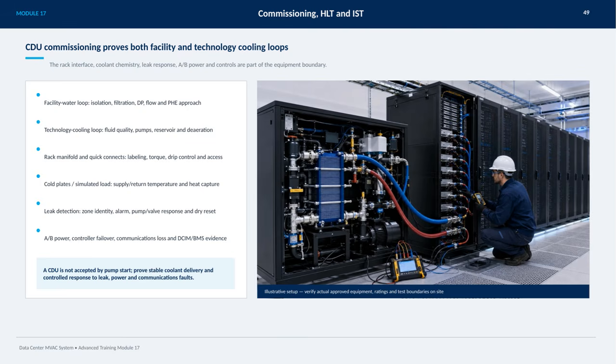Leak detection systems must clearly identify zones, trigger alarms, initiate pump and valve responses, and support dry reset functions for safety. It's crucial to verify AAB power setups, controller failover mechanisms, communication loss response, and evidence integration with DCIM or BMS. Remember, a CDU is not just accepted when the pump starts. Instead, we prove stable coolant delivery and controlled responses to leaks, power failures, and communication issues. The illustrative setup on site should always verify that the actual approved equipment, ratings, and test boundaries meet project requirements.